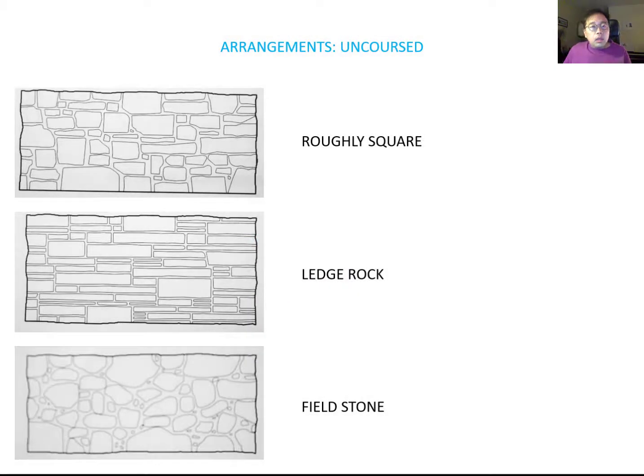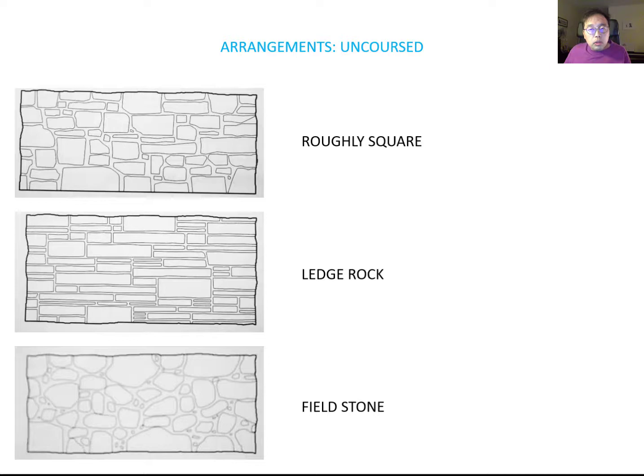So now we talk about the stone arrangement. There are two arrangement types. The first one is coursed arrangement, and the next one is uncoursed arrangement. So let's look at uncoursed arrangement first. The uncoursed arrangement is the random stacking method.